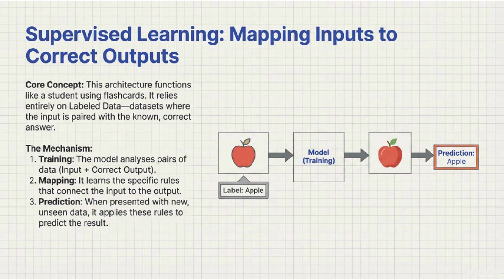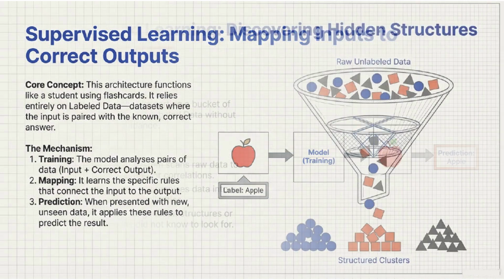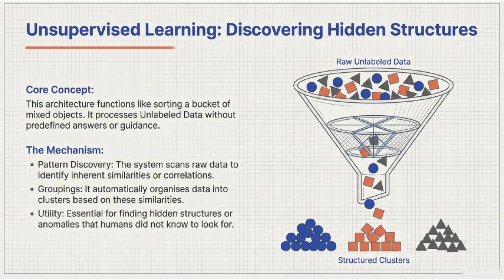Let's go to page 5, which covers unsupervised learning. This is where things get really, really interesting. The metaphor shifts from flashcards to sorting a bucket of mixed objects. The visual here is great. You've got a funnel just dumping all these mixed shapes, triangles, squares, circles into a filter. But unlike the last slide, there are no tags. No labels. The system has no idea they're triangles or squares. That's the catch. It's processing unlabeled data. There is no teacher. There's no cheat sheet.